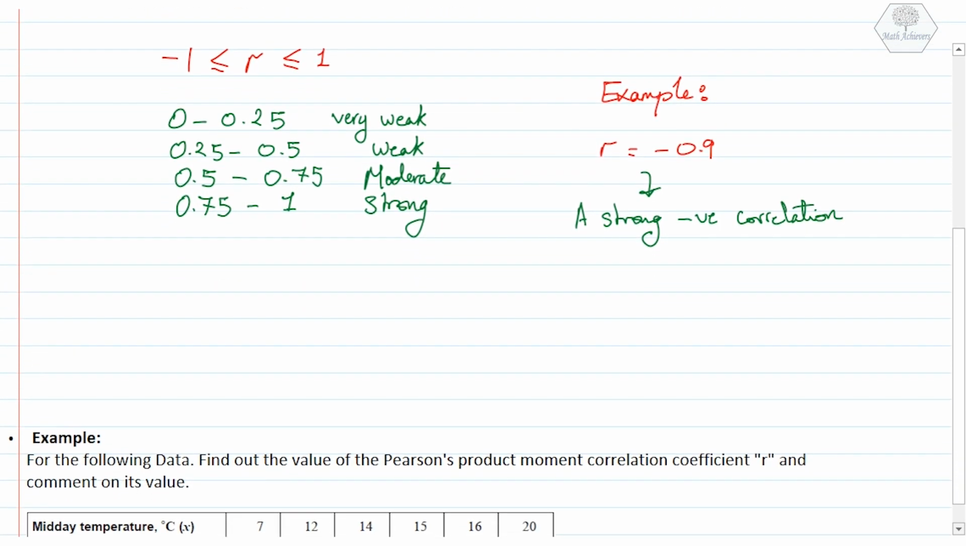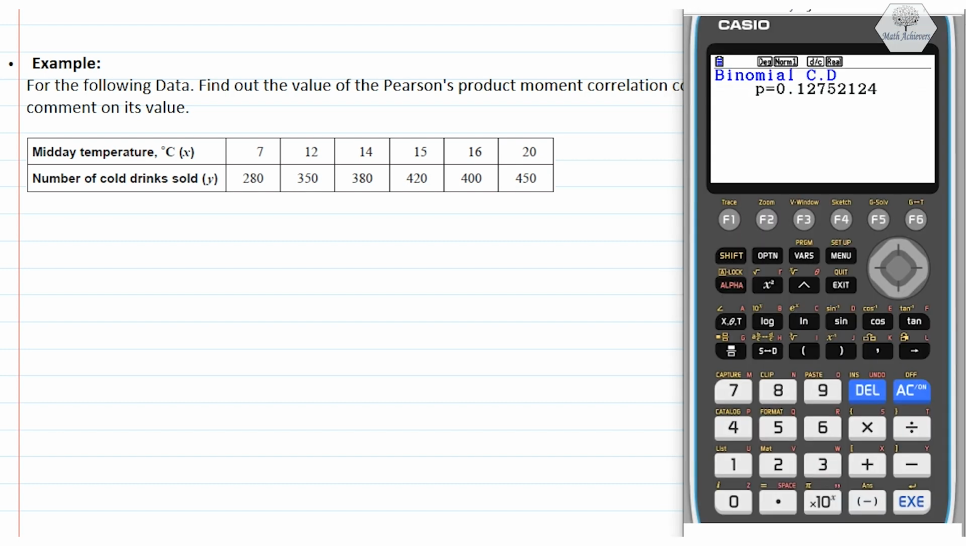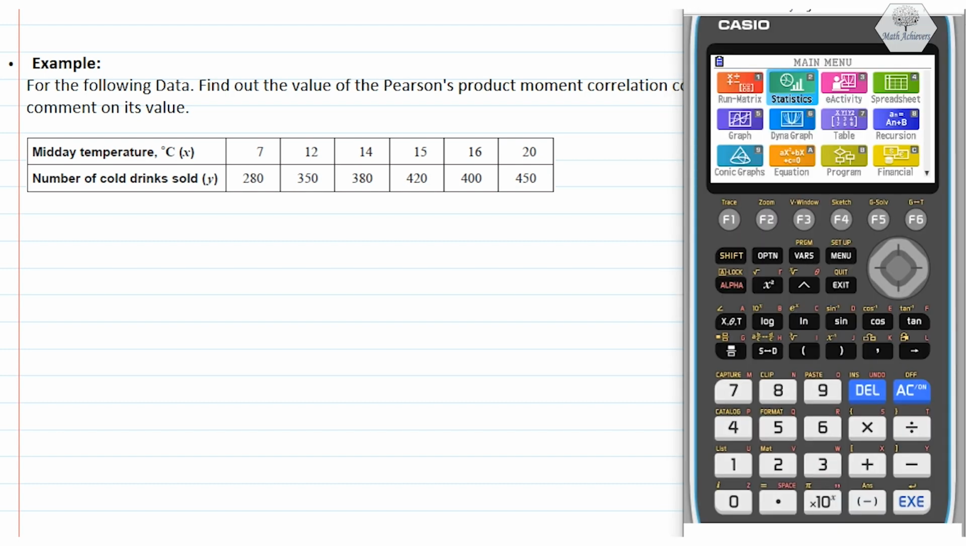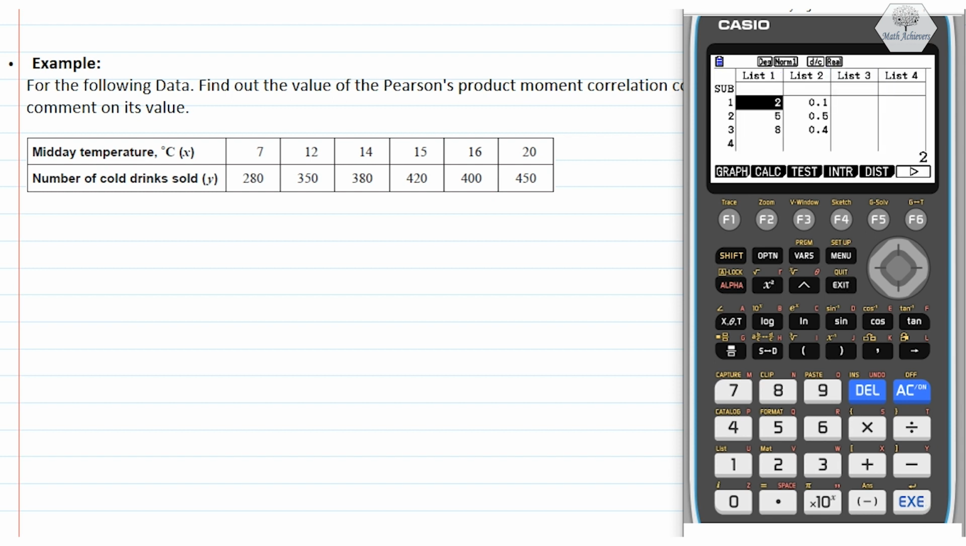Let's take an example now. For the following data, find out the value of the Pearson's product moment correlation coefficient R and comment on its value. To find out the value of R, we need to use our graphical display calculator. So we start our graphical display calculator, we go to menu, and we go to statistics, exit.